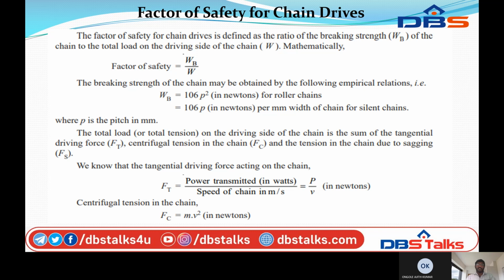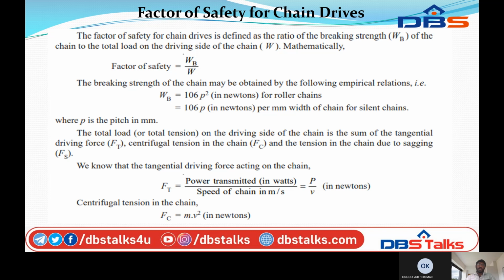The breaking strength of the chain may be obtained by the following empirical relations. That is, WB is equal to 106 P squared in Newtons for roller chains. That is equal to 106 into P in Newtons per mm width of the chain for silent chains, where P is the pitch in mm.